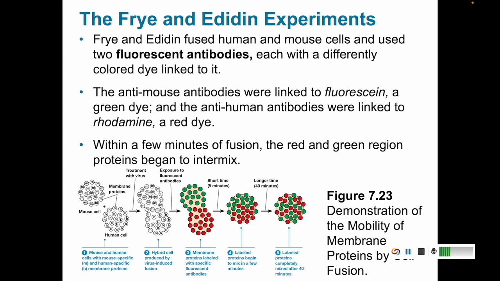To do this, Fry and Edidin used human and mouse cells that had different fluorescent antibodies. The antibodies that bound to the mouse proteins fluoresced green. The antibodies that bound to the human proteins fluoresced red. The stain that they used with the mouse antibodies was called fluorescein. That's the green stain. And rhodamine was the red stain that was used on the human antibodies, and gave this beautiful picture of fluorescing red and green where these proteins were moving.